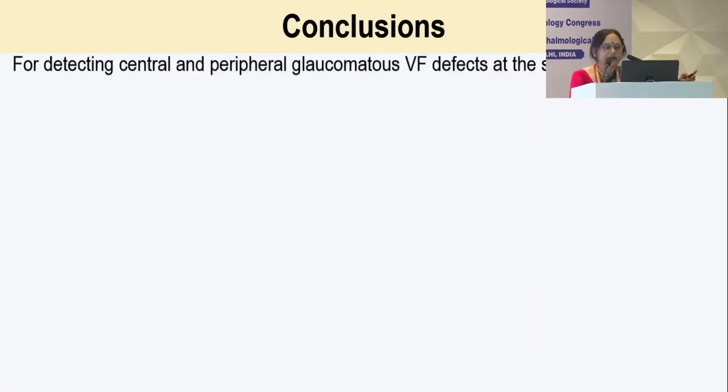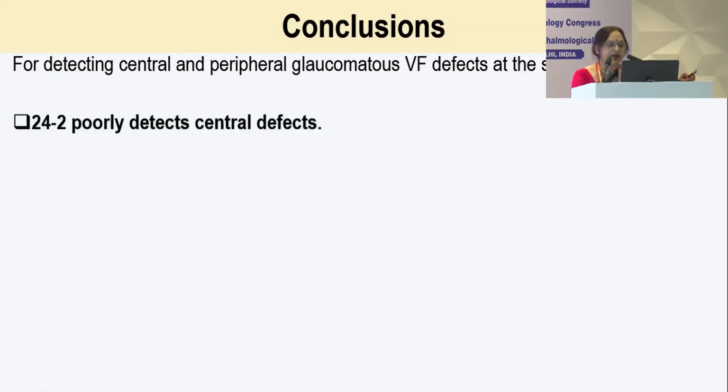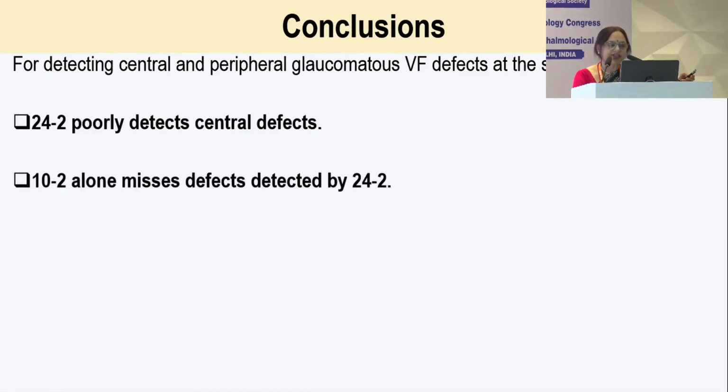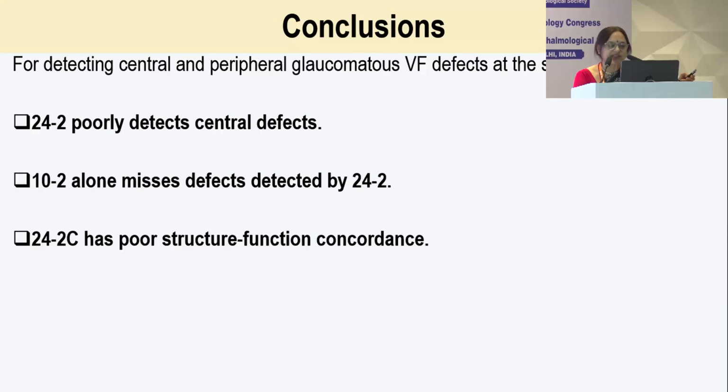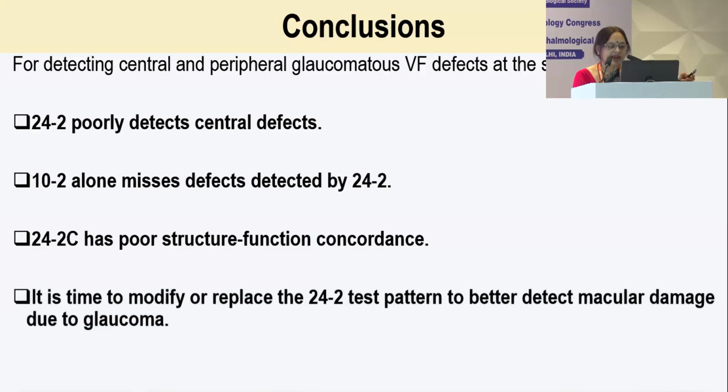Now we can conclude that for detecting central and peripheral glaucomatous visual field defects at the same time, 24-2 poorly detects central defects, and 10-2 alone misses defects detected by 24-2. 24-2C has poor structure-function concordance. It is time to modify or replace the 24-2 test pattern to better detect macular damage due to glaucoma.